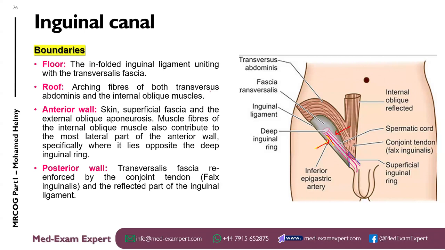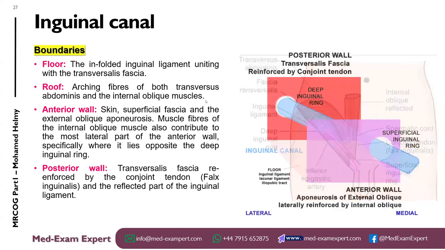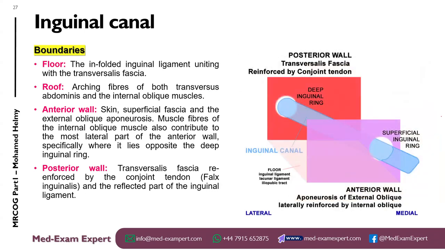The anterior wall of the canal. This is another figure about the canal, as if we are looking from anteriorly to posteriorly. The anterior wall is formed of skin, fascia, and the aponeurosis of the external oblique muscle.